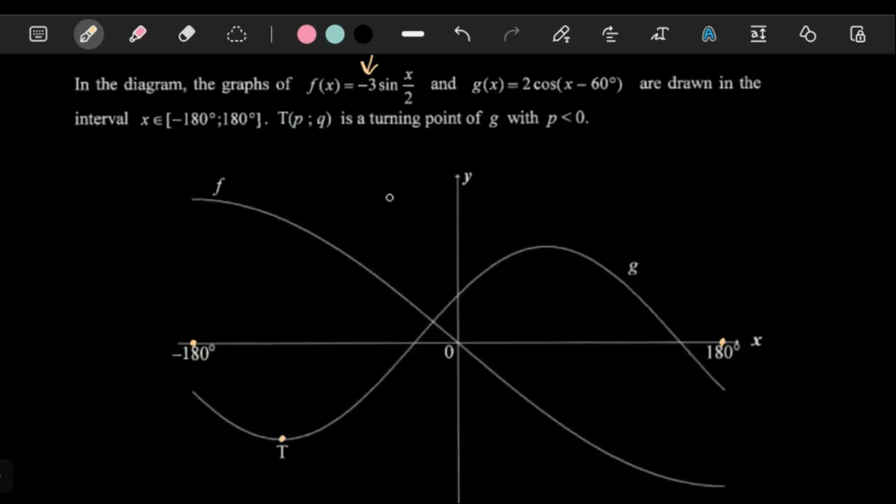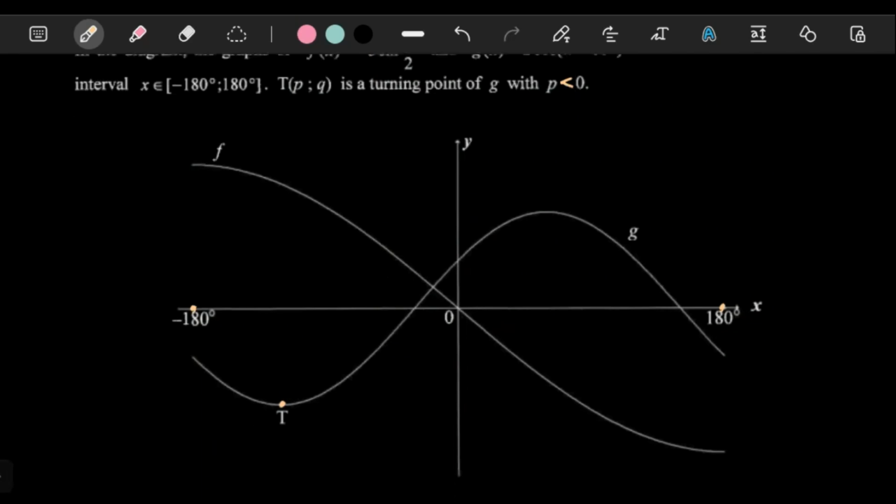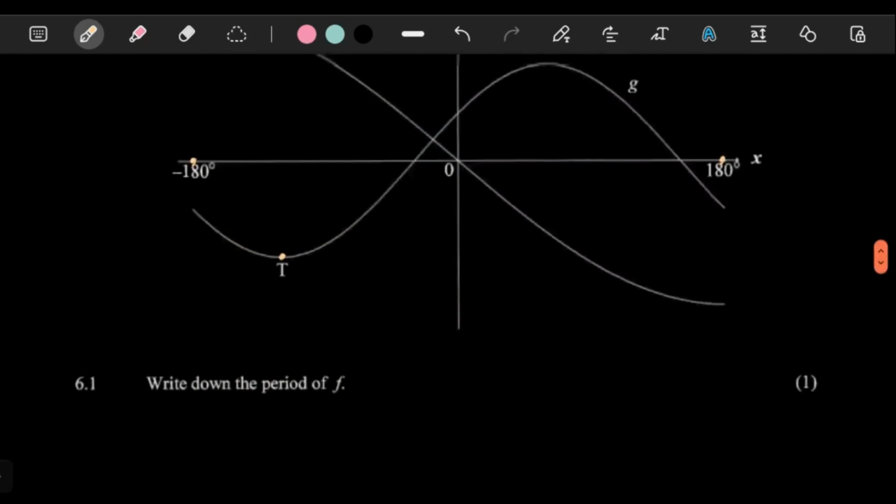It's on the negative side of the x-axis, so it's definitely a number that's smaller than 0. This is just some weird things that they put there. Anyways, they want us to get the period of f for 1 mark.